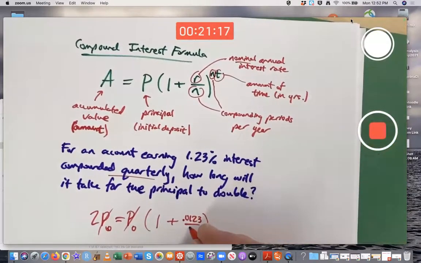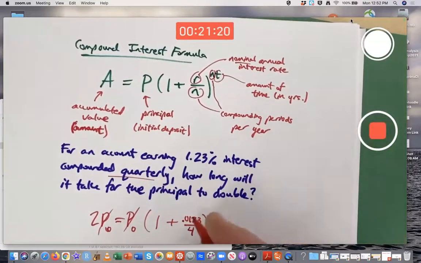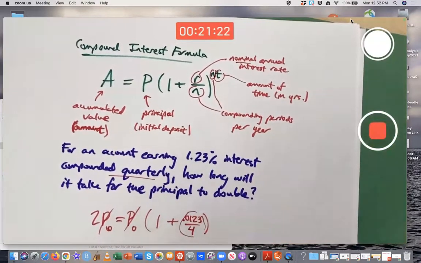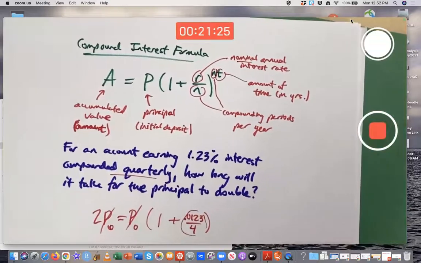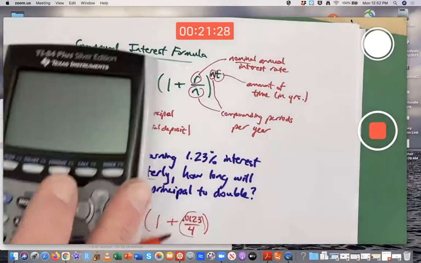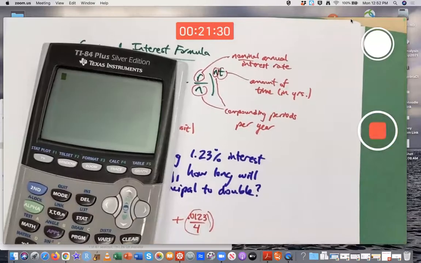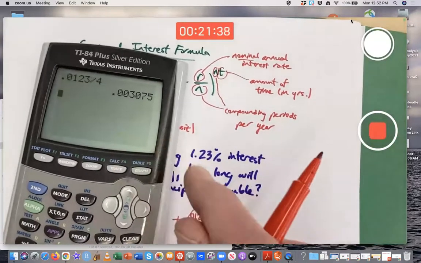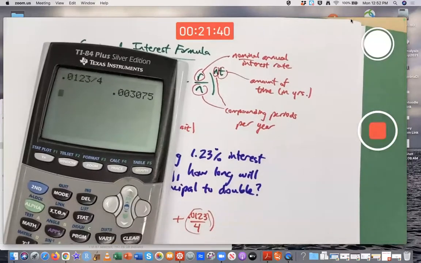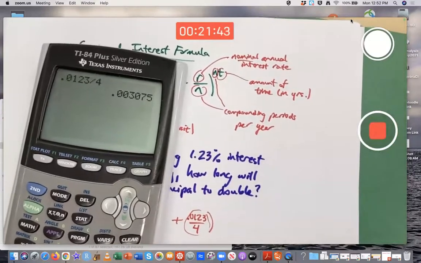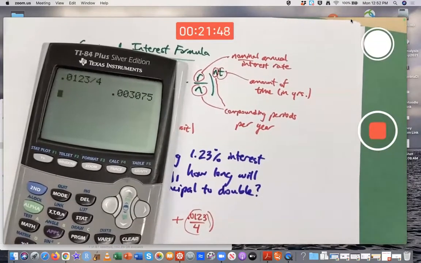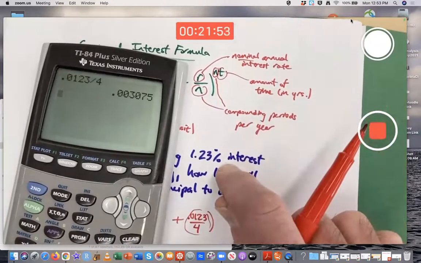You have to divide it by the number of compounding periods n to get this quantity here, which you could think of as an effective quarterly rate. Let's just go ahead and figure out what that is. 0.0123 divided by 4 is 0.003075. That's 0.3075%, a very small percentage. That would be the interest that you earn every quarter, the actual interest. But because of compounding, you actually are going to earn more than this percentage over the entire year.